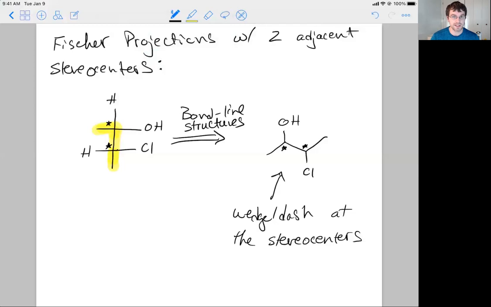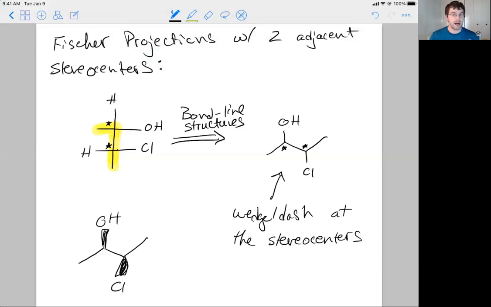So what I want to do instead is just take a guess and see if the RS assignment in the Fischer projection matches that of the bond line structure. Okay, so I'm going to take a guess, and by take a guess, it means I'm going to redraw my molecule, and I'm going to add wedges and dashes however I like. I don't care. They could both be dashes. They could both be wedges. I could do wedge dash or dash wedge.